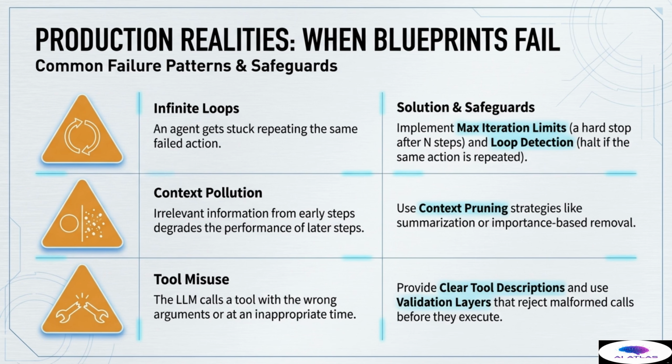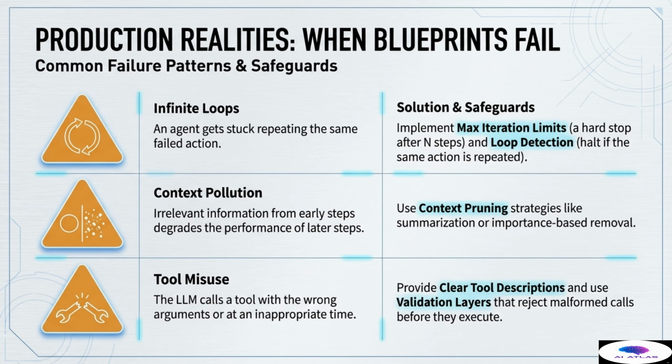Building agents for deployment is not without its risks, and in production realities, even the best blueprints sometimes fail. We must anticipate and safeguard against common failure patterns. The first major pattern is infinite loops, where an agent gets stuck repeating the same failed thought and action cycle indefinitely, perhaps retriggering a tool call that will never succeed. The safeguards here are mandatory.